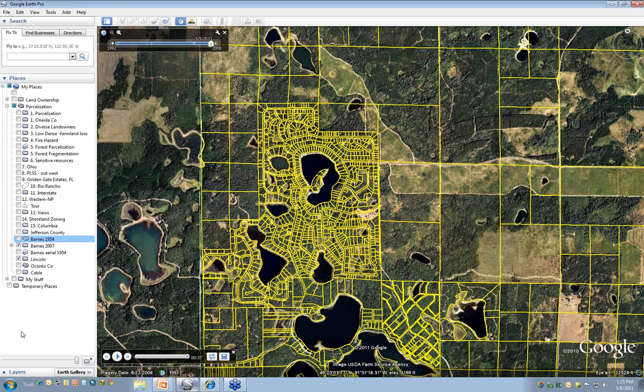The version I have here is Google Earth Pro. So while I was zooming out to some of these areas, you saw white parcel lines pop up. That's an amenity with Google Earth Pro. It doesn't come with the free version of Google Earth. But all GIS data can be accessed or exported to Google Earth.